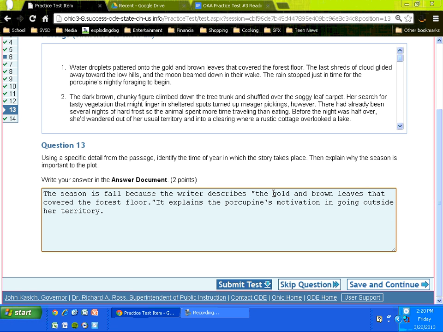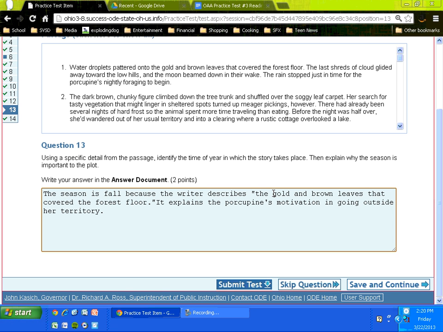I don't know. These are all ecology ideas, and I'm an English teacher, not a science teacher. But I do know literature, and I understand that if the porcupine doesn't have a reason for doing what she's doing, then the story doesn't make sense. And the setting helps me understand why she's doing what she's doing.